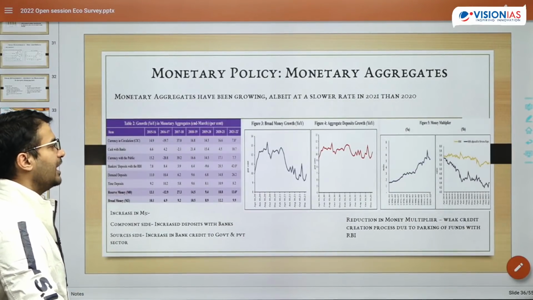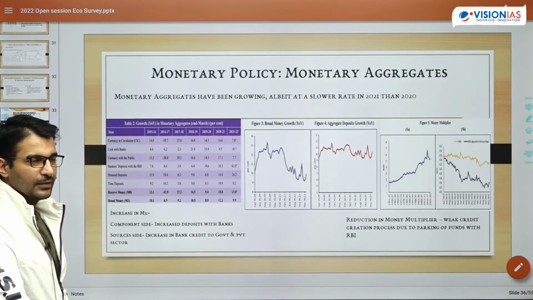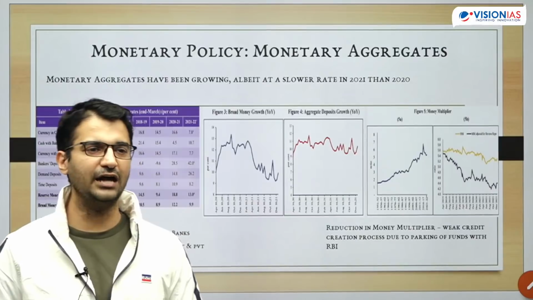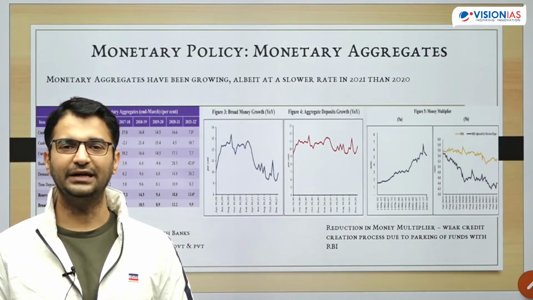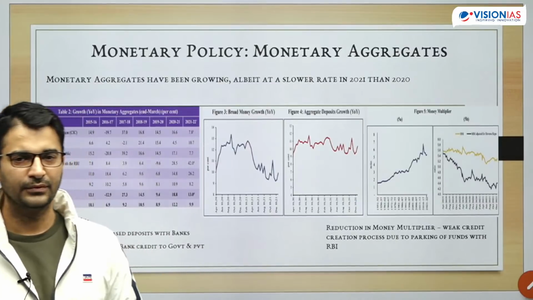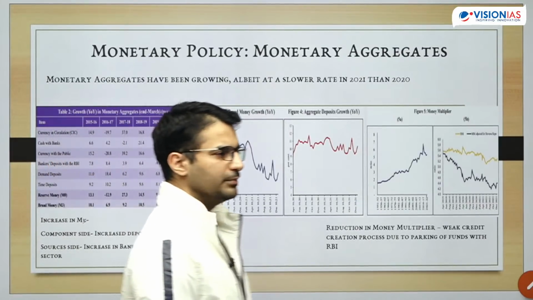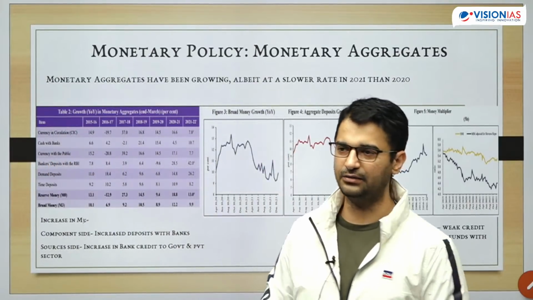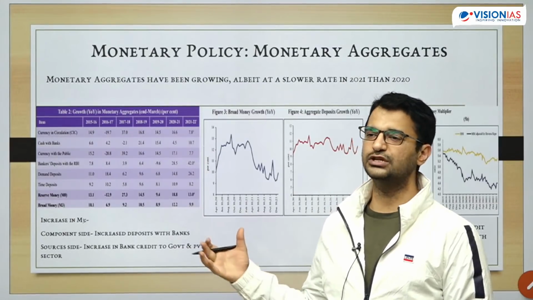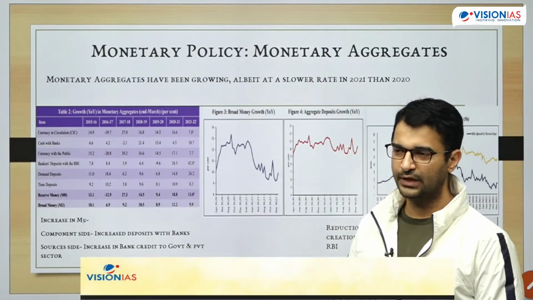First, let's have a look at various monetary aggregates. Monetary aggregates refer to various money supply measures and the money multiplier. Money supply measures, I hope everybody knows: M1, M2, M3, M4. M3 is considered the broad measure of money, or the aggregate money supply in the economy. M3 is the most commonly tracked or used measure of money supply in the economy.